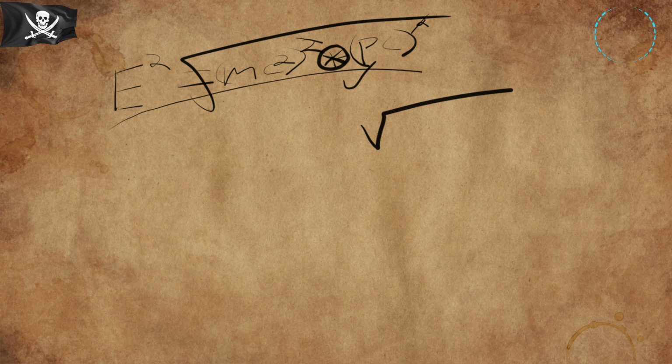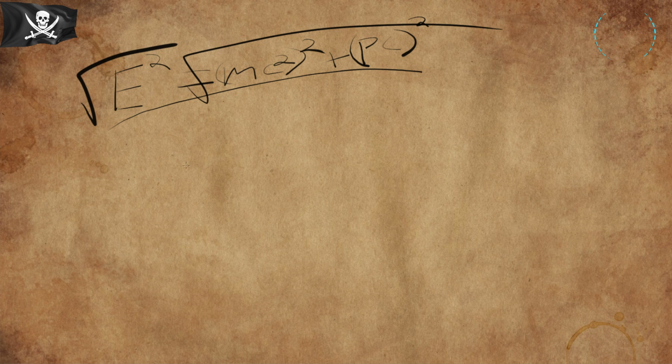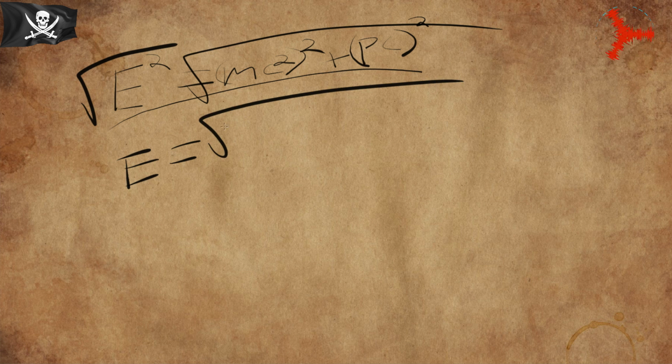Here's how you actually simplify this. You want to get rid of this square, so you take the square root of things. So you get E equals the square root of, you basically get a very ugly looking formula. If you want to make it less ugly, you can do m squared c to the 4 plus p squared c squared. Which one looks better? Does that look better? I guess that's the trouble, right?